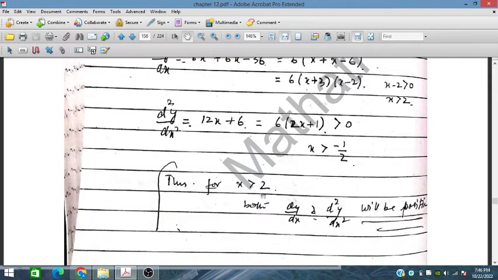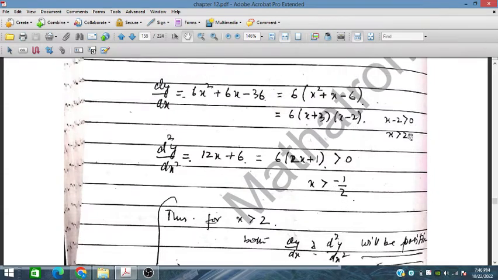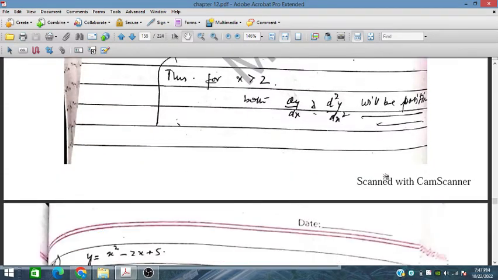So for x greater than 2, we see that both will be positive. When we put x greater than 0, this will be positive, and for x greater than 0, this will also be positive, because this is positive for x greater than minus half. So for x greater than 2, this will be positive and this will also be positive. For x less than 2 this will be negative, and for x equal to 2, it will be 0. So this is the condition, the required condition.